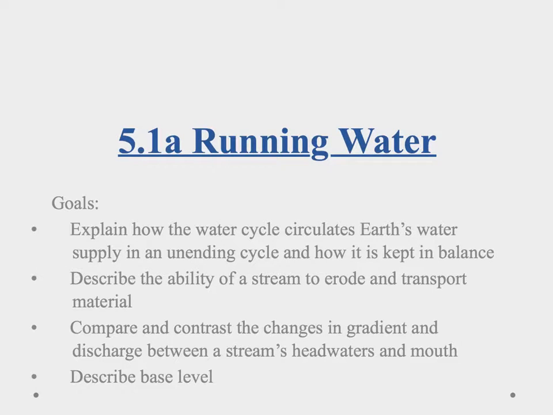In this video, we'll explain how the water cycle circulates earth water. We'll describe the ability of a stream to erode and transport material. We'll compare and contrast the changes in gradient and discharge between a stream's headwater and mouth. And finally, we'll describe what base level is.